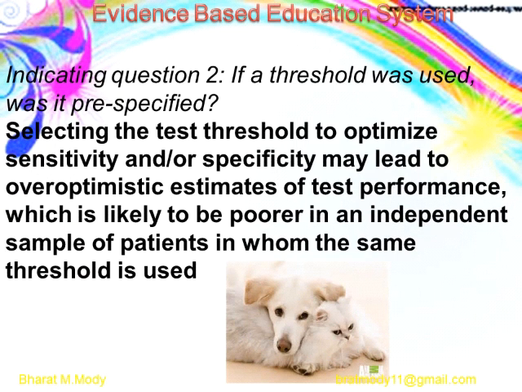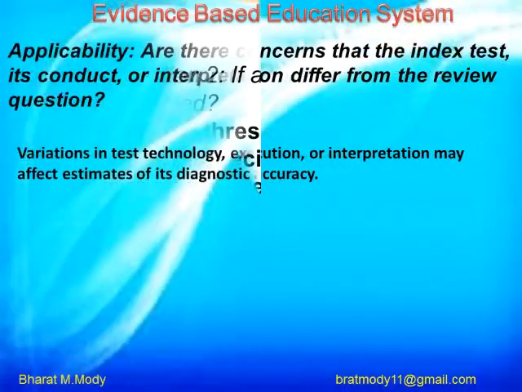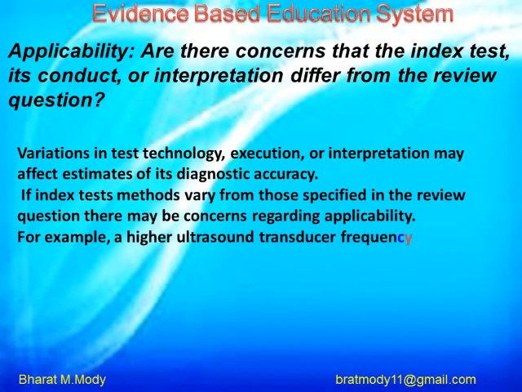If a threshold was used, was it pre-specified? The threshold which is used should be optimum, both in terms of sensitivity and specificity, and this should be able to give you very good results. In independent samples in whom the same threshold is used, it should be comparable to those patients also. So in all this, we have to see to it that the threshold is such that in both the groups you are doing it in a proper manner.